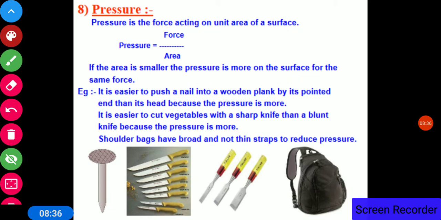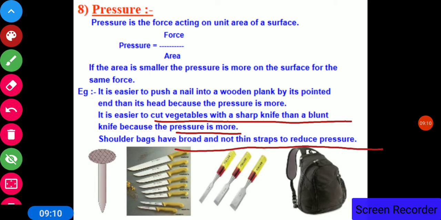Let us see that it is easier to push a nail into a wooden plank by its pointed end than its head because the pressure is more. If the pressure is more, then the effect of the force will be more if the area is less. That is why it is easier to push a nail from its pointed end. It is easier to cut vegetables with a sharp knife than a blunt knife because the pressure is more with a sharp knife. Shoulder bags have broad, not thin, straps to reduce the pressure.